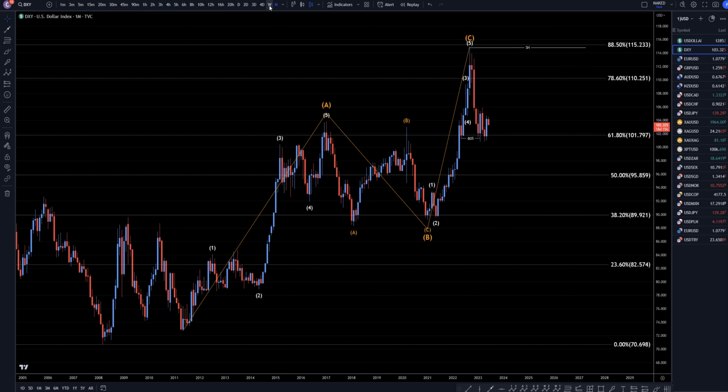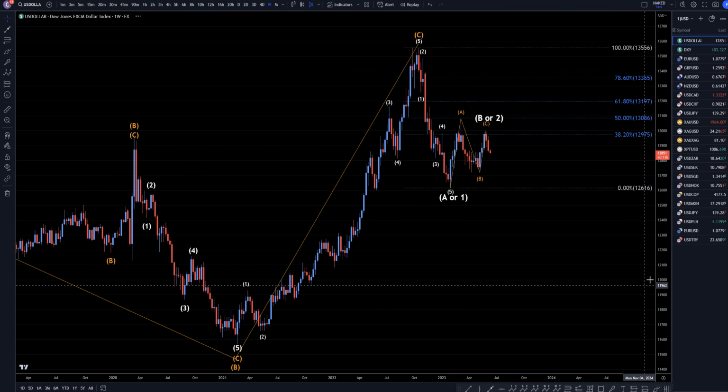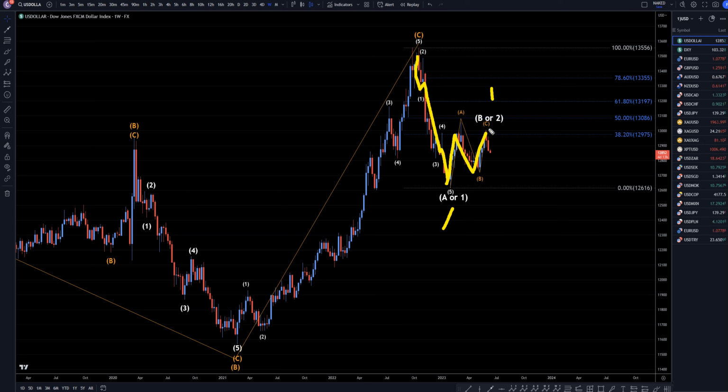So let's head down to the weekly, which is where I prefer to switch back to the dollar index. On the weekly time frame is where you can see what I think is a downtrend for a 1. I think this is an ABC. I think it's a 2. And I think it's also very clear that we've ended a correction and that we are now going down most likely for a wave 3.